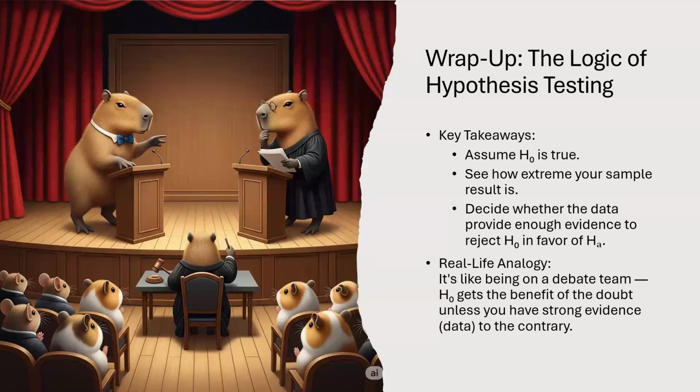Basically, we ask, if the null hypothesis were really true, would a result like this be likely? If your sample result is something you'd rarely see by chance, then that's a big clue that something might actually be different. Then we decide whether the evidence is strong enough to reject the null hypothesis in favor of the alternative hypothesis. If our result is in the rejection region, or the p-value is less than alpha, we say, okay, this is too unlikely under the null hypothesis, so let's reject it.